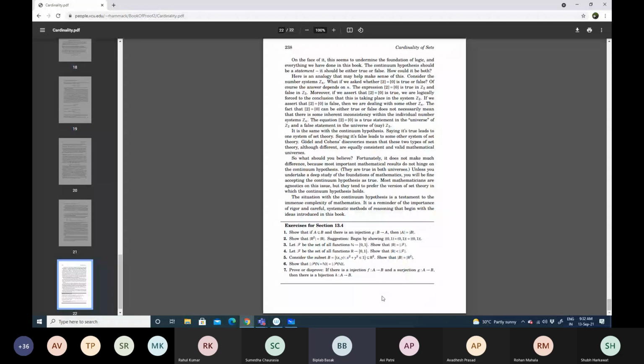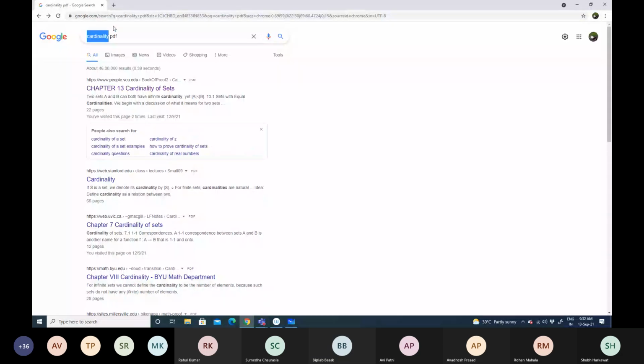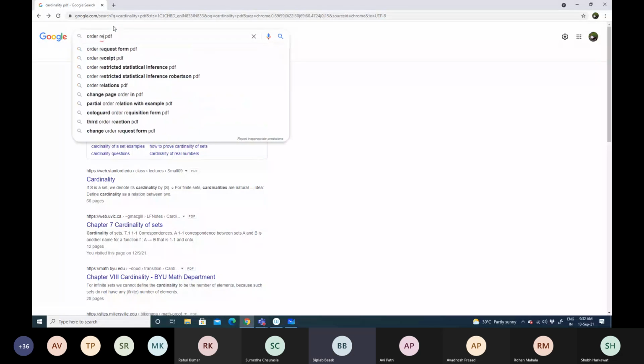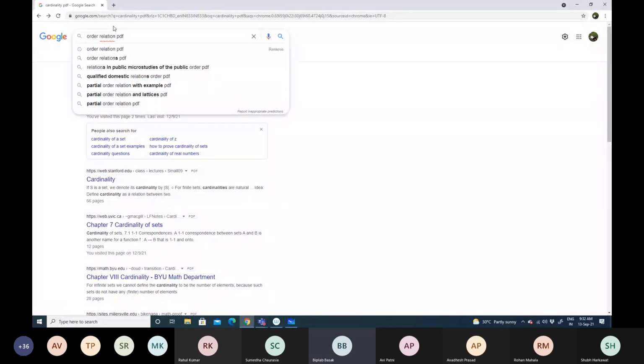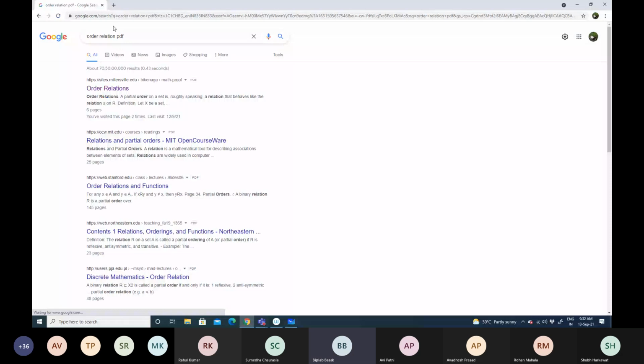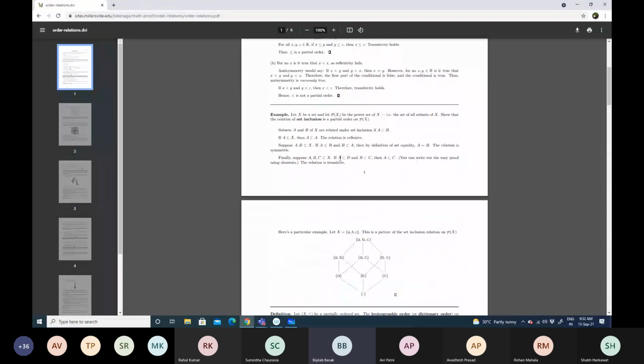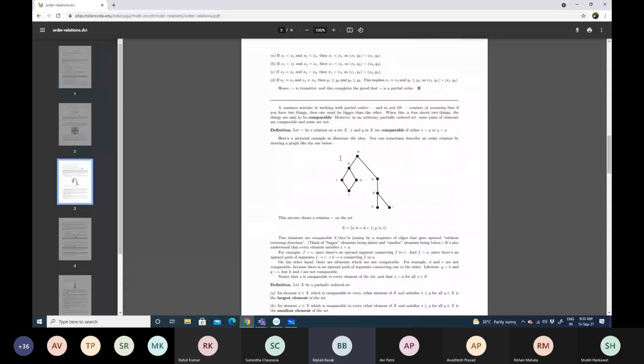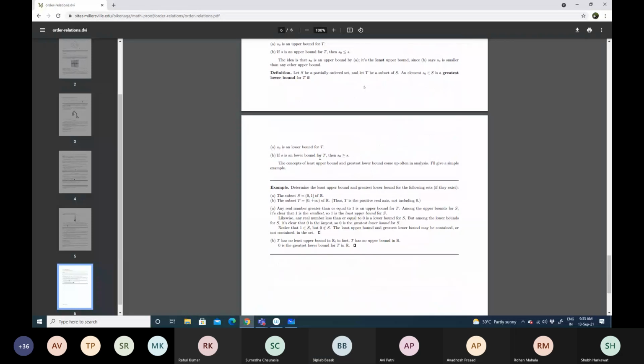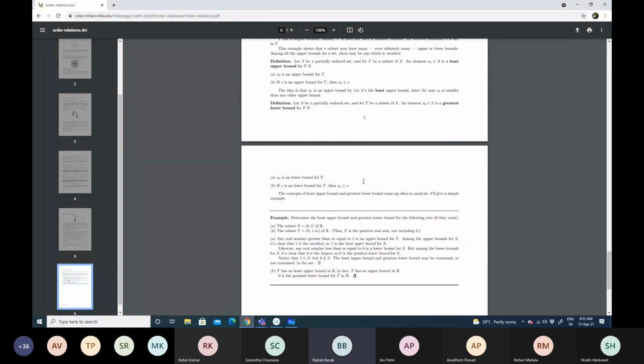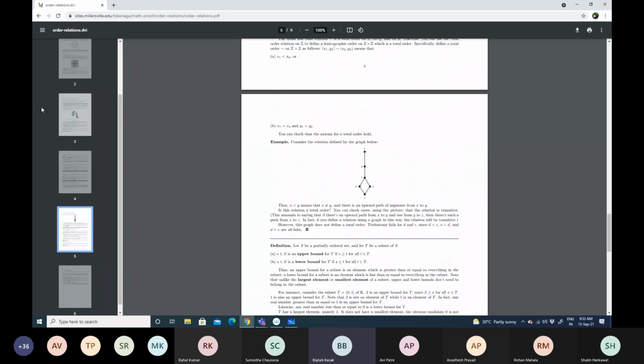Similarly, if you want to search, say, order relation or order set PDF, you can find something. You can find this one. Then again, you will have notes. You can find what I did, that upper bound, lower bound, least upper bound. What is the least upper bound? See, there is no least upper bound. So you have a least upper bound problem here as well. If you search Google, you can get everything.